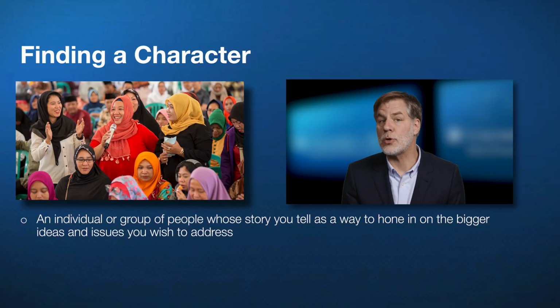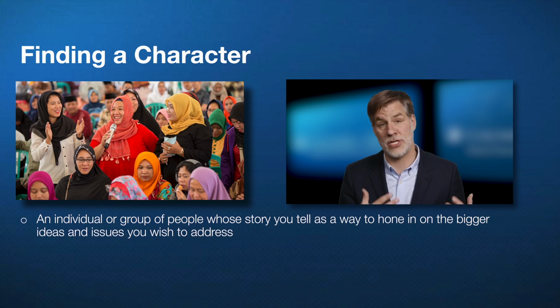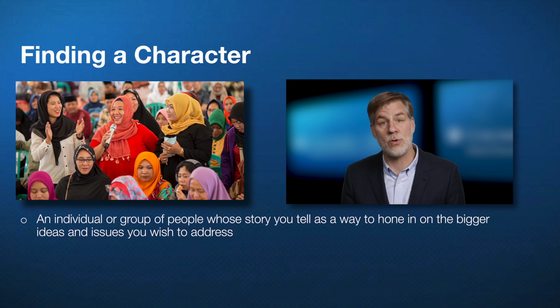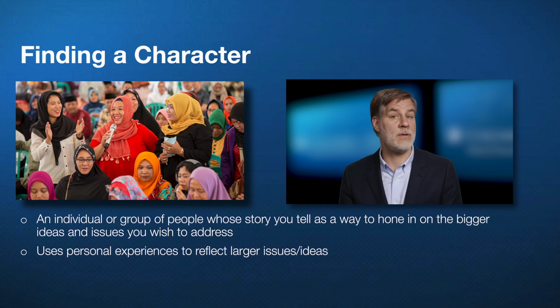Let's start with character. A character can be an individual or group of people whose story you tell as a way to hone in on the bigger ideas and issues you wish to address. Returning to the previous example about gentrification in Brooklyn, finding a character could be choosing an individual or family whose experience reflects or illustrates gentrification. Through this lens, your primary theme could be a family trying to stay in their home amidst rising costs of living.